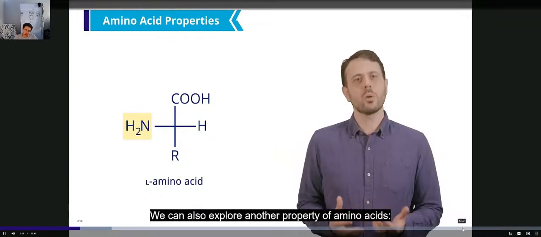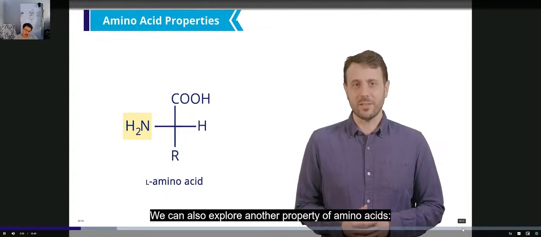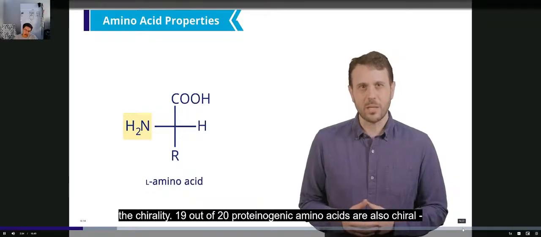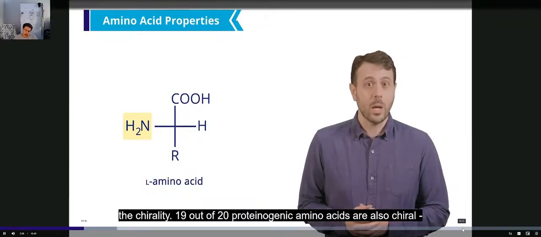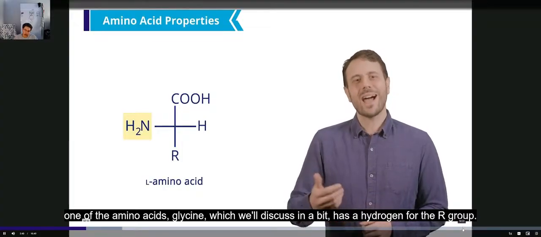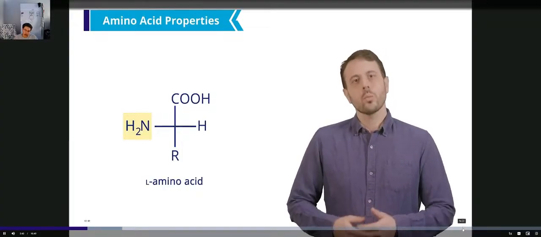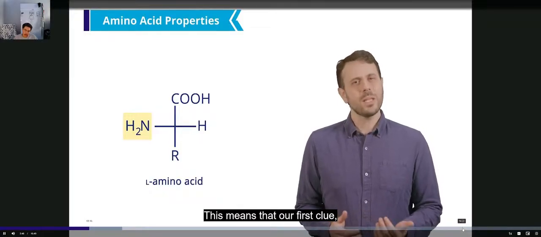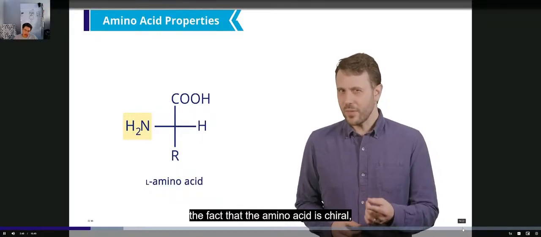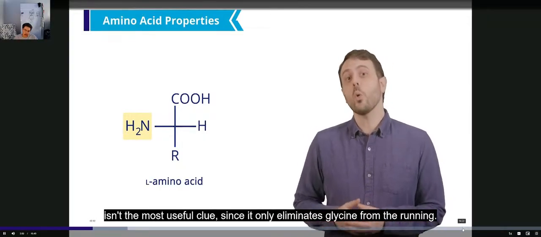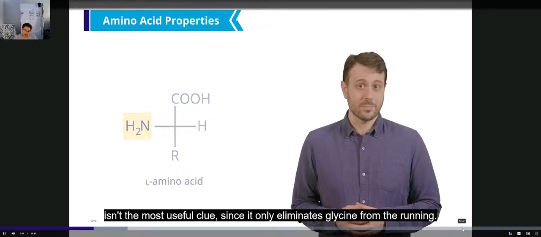We can also explore another property of amino acids, the chirality. 19 out of 20 proteinogenic amino acids are also chiral. One of the amino acids, glycine, which we'll discuss in a bit, has a hydrogen for the R group. Recall that a chiral center has 4 different groups attached. This means that our first clue, the fact that the amino acid is chiral, isn't the most useful clue, since it only eliminates glycine from the running.